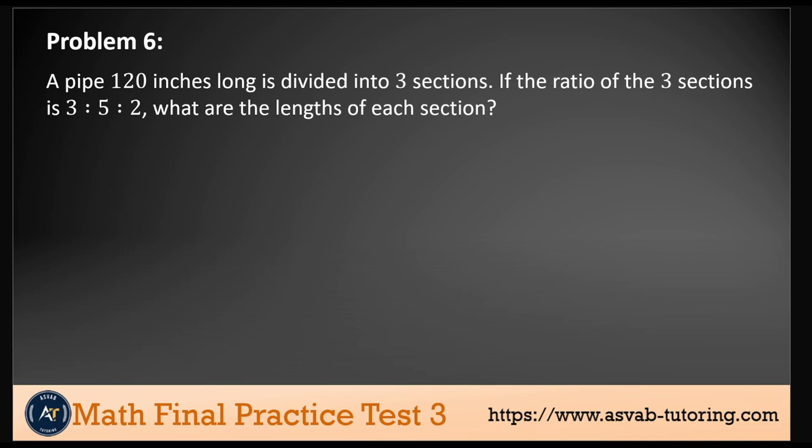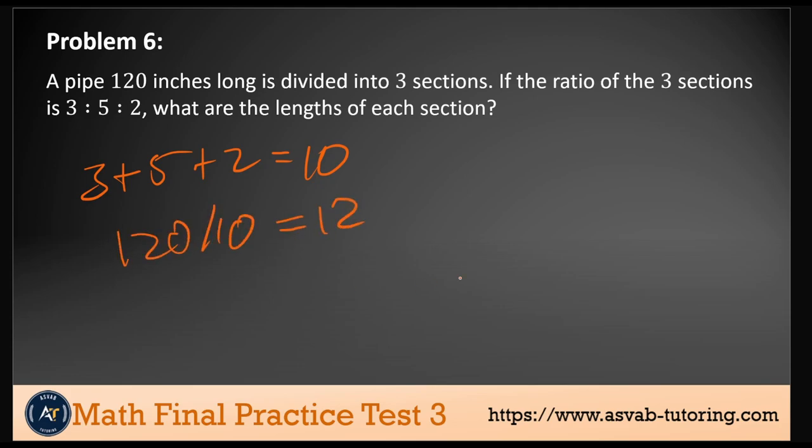A pipe 120 inches long is divided into three sections. If the ratio of the three sections is 3 to 5 to 2, what are the lengths of each section? I'll let you try that out first yourself. All right, I'm assuming you tried it out. Coming back into it. Okay, so we just need to add the ratios first. 3 plus 5 plus 2, which equals 10. One ratio part is 120 over 10, which equals 12, because it's 120 inches divided by the whole.